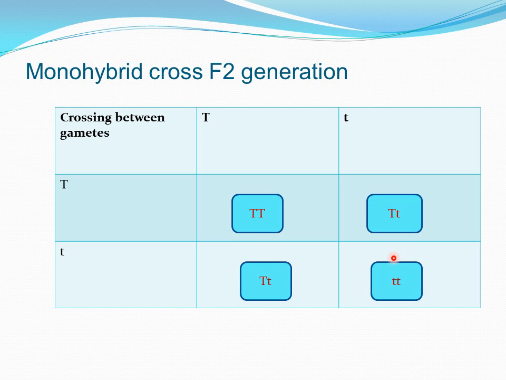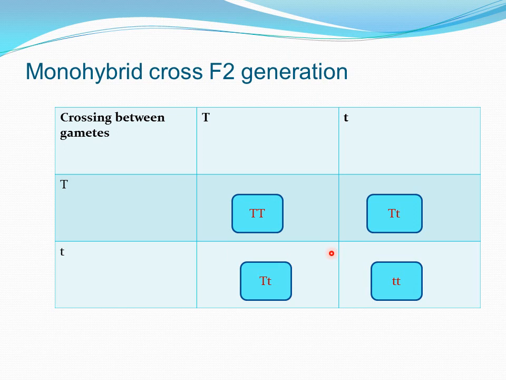So the interpretation of the monohybrid cross: genotypically, the ratio was 1:2:1. But if we tell the phenotype, we will see that 3 plants were tall and 1 plant was dwarf, so the ratio is 3:1. So in the F2 generation, this dwarf plant appeared as a new character which was recessive in the F1 generation. So it is reappearing in the F2 generation.